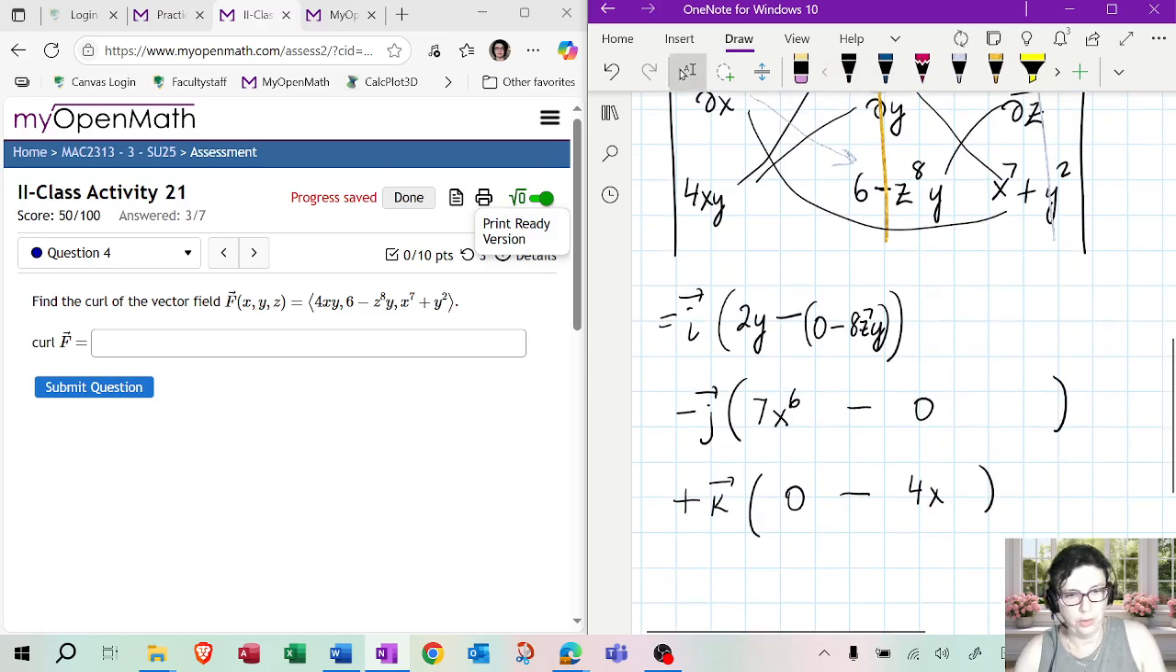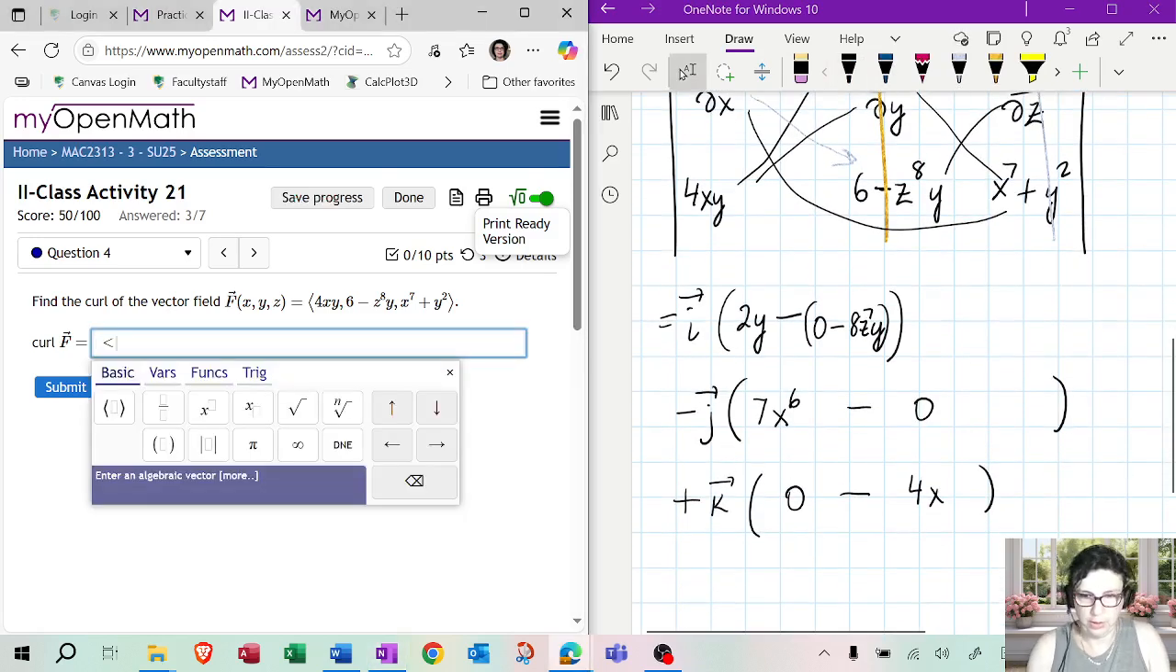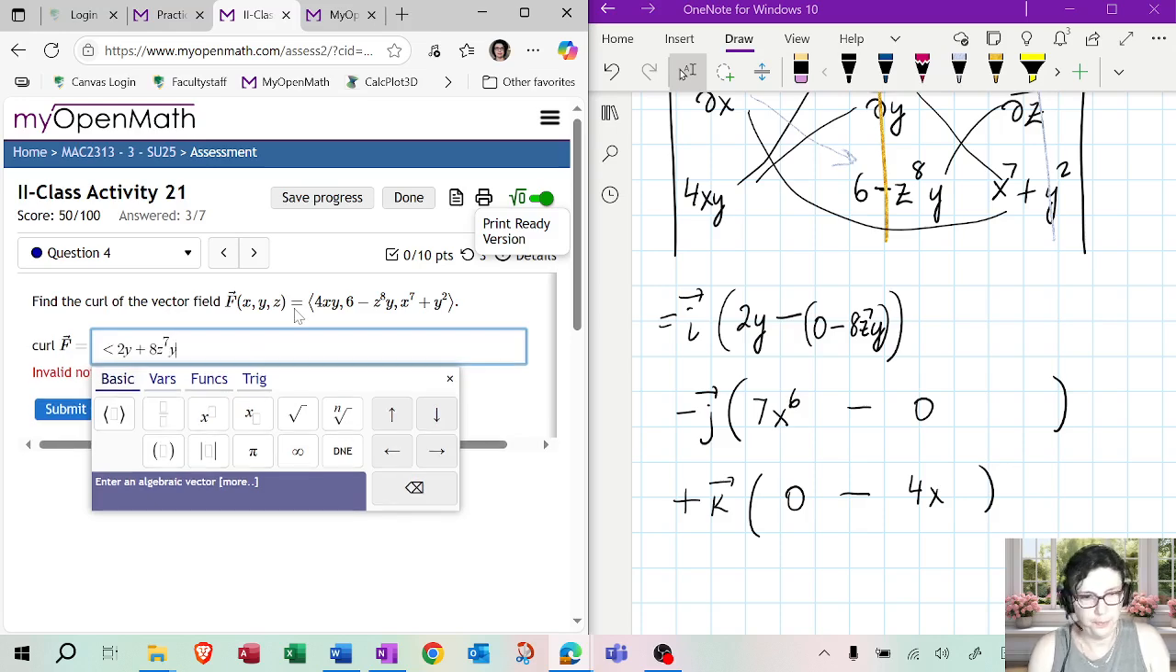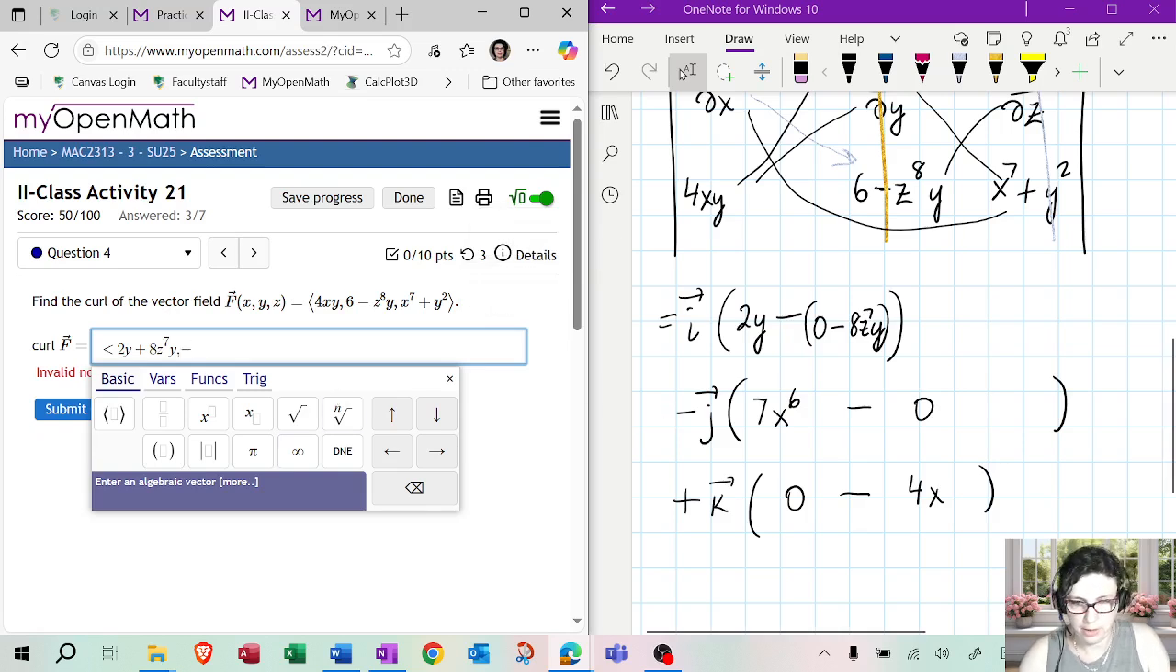Okay, so let's see if we can put that in there. So the ith component, it says vector, so we're supposed to put it in a vector format, not ijk's. Okay, so 2y plus 8z to the 7y. Okay, plus because there's a minus minus, right? Then the j comes with the minus, so that's actually going to stay negative. And then minus 4x for the kth component.